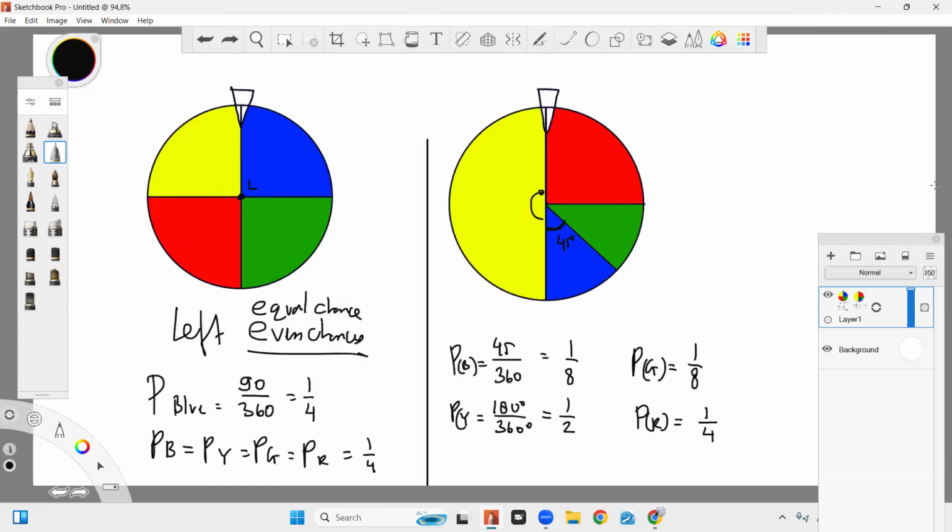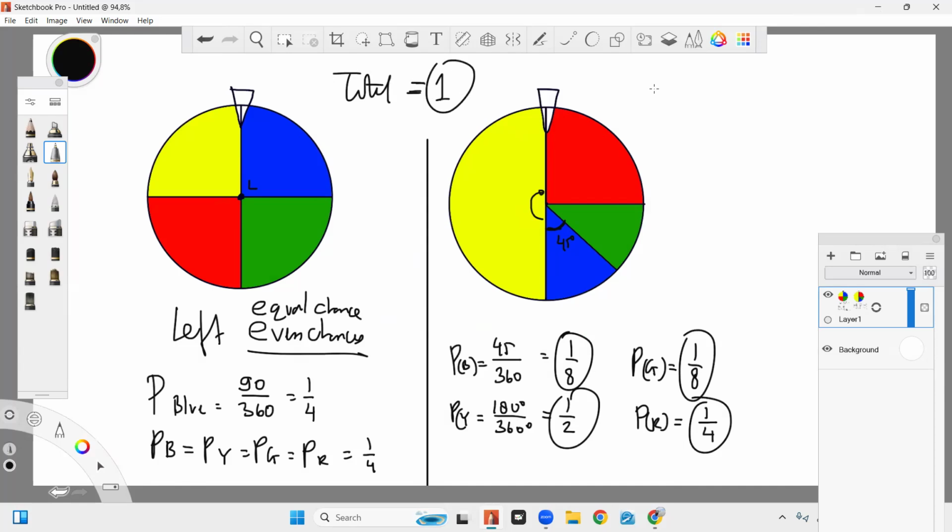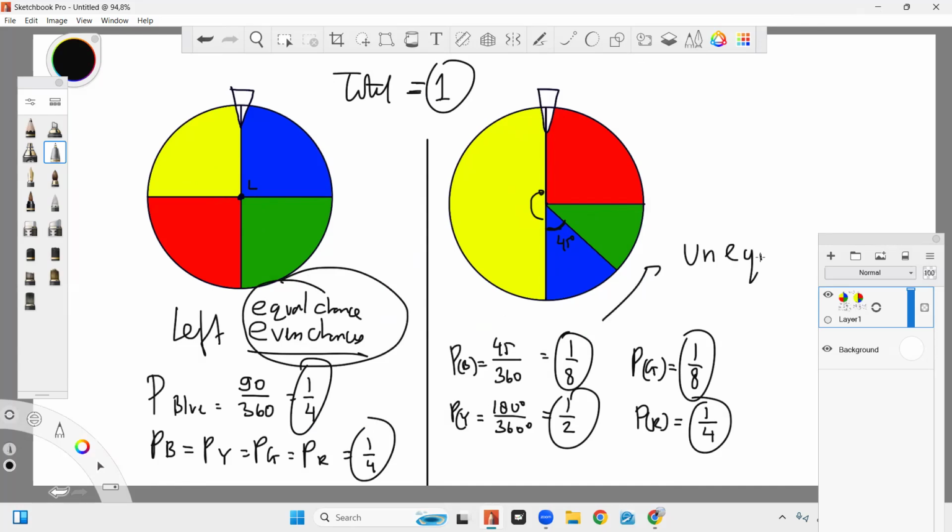And if you add all the probabilities, it also goes to 1, right? So the total, as always, is 1. If you add 1 over 4 plus 1 over 4 plus 1 over 4 plus another 1 over 4, it is 1. 1 over 2 plus 1 over 4 plus 1 over 8 plus 1 over 8 is also 1. One whole circle. But what is the difference between left and right? Left is equal chance, but in this case, it is uneven chance or unequal chance.